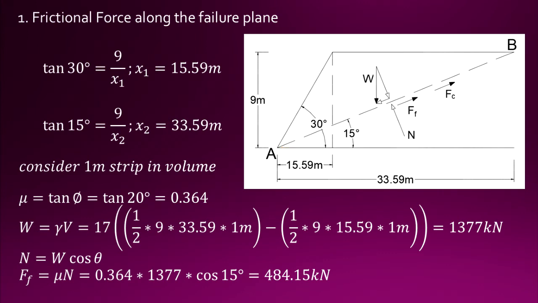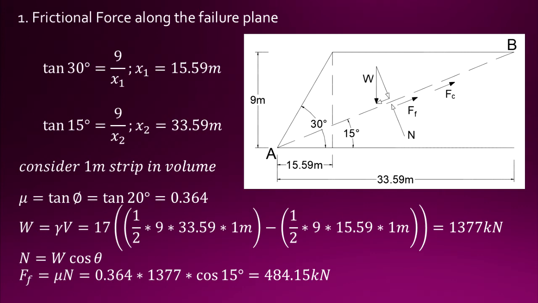Now, we should always remember that in doing this, we should consider a meter strip in volume. So now we could get our mu as tangent phi. So tangent 20 would be equal to 0.364. That would be used for our frictional force. If you could remember your physics or your dynamics, mu is partly needed in friction.